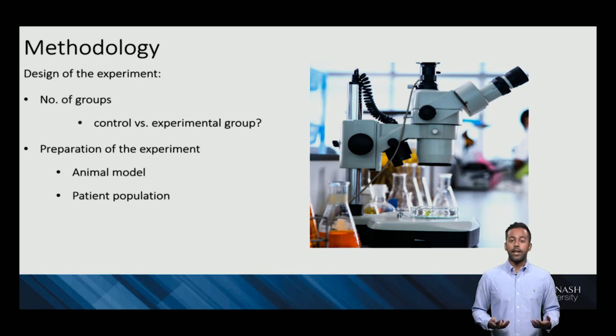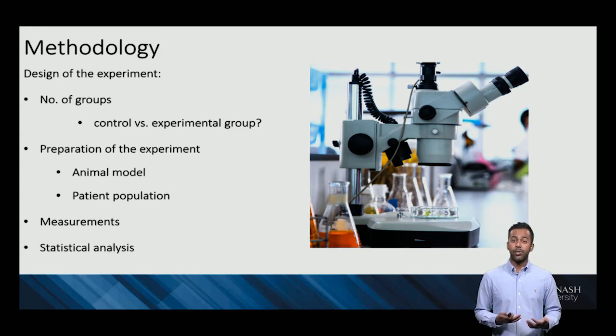We then need to prepare our experiment with an animal model, or perhaps we could use a human model. And we also need to take some measurements, so how we're going to measure this. And also you finish off your experiment with some statistical analysis. Now the last 2 points aren't too important for you in second year, but it's good to have them in mind and to consider this when we're designing an experiment.